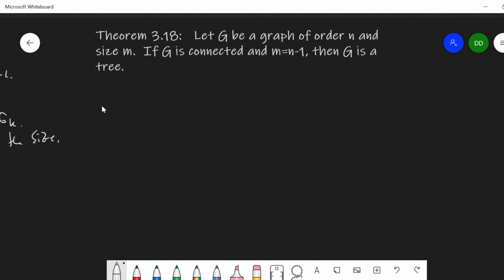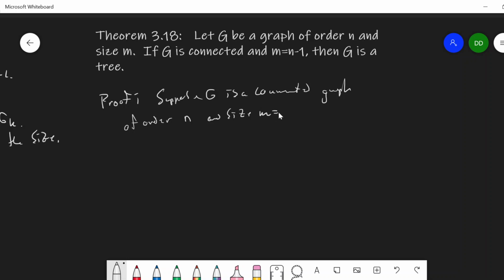So another of this type is that if G is connected and m equals n minus 1, then G is a tree. What I need to show here, all I'm missing to satisfy the conditions of being a tree, is that G needs to be acyclic. So suppose G is a connected graph of order n and size m equals n minus 1. And suppose G is not acyclic. So suppose G has a cycle.